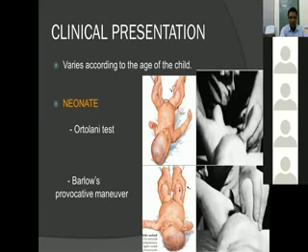The second one is Barlow's. We call it a provocative maneuver. Provocative maneuver means if the hip is unstable, you are trying to dislocate the hip and observing whether the hip can be dislocated or not.